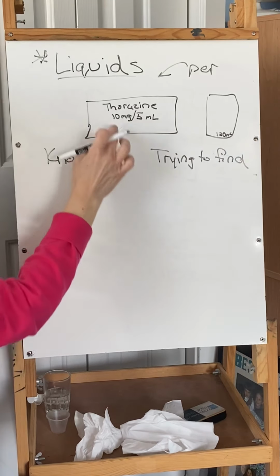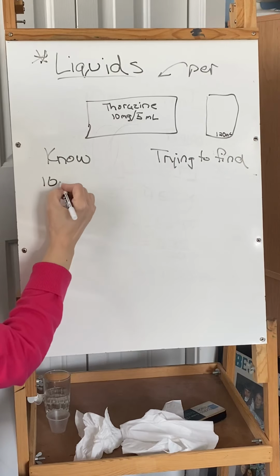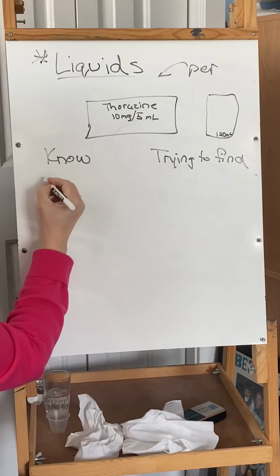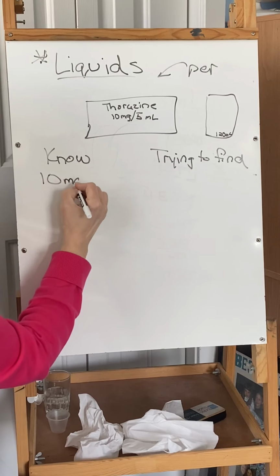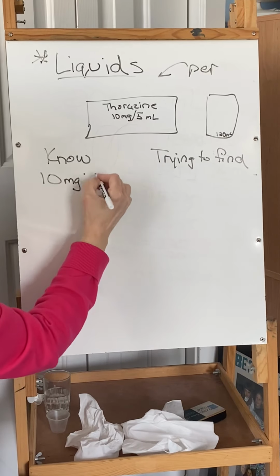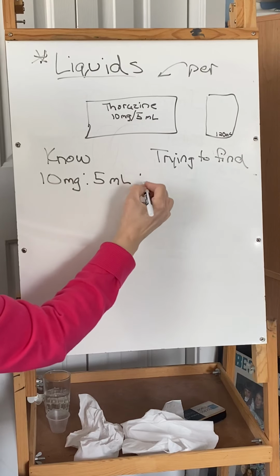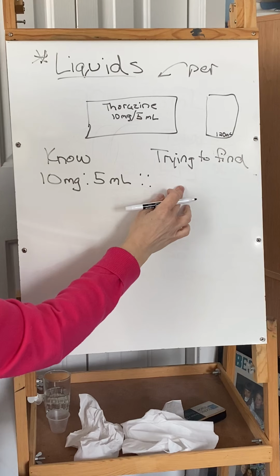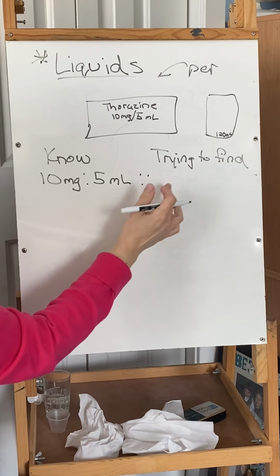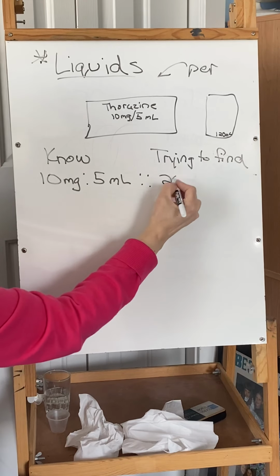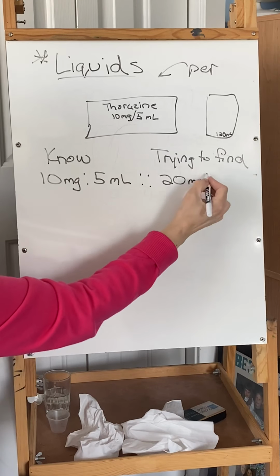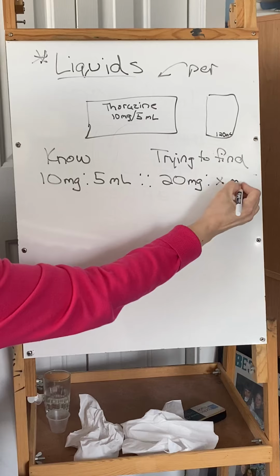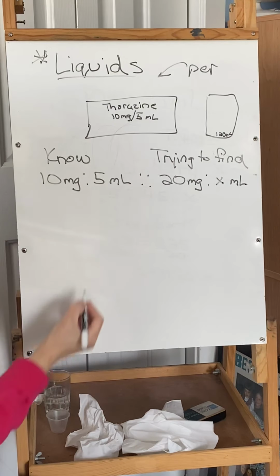Okay, 10 milligrams, it doesn't look like a 10, sorry about that. 10 milligrams per 5 ml. And what you're trying to find, we know, let's see, he orders 20 milligrams. All right, so we know she wants 20 milligrams. We don't know how many ml that is, so our ml is X, all right?